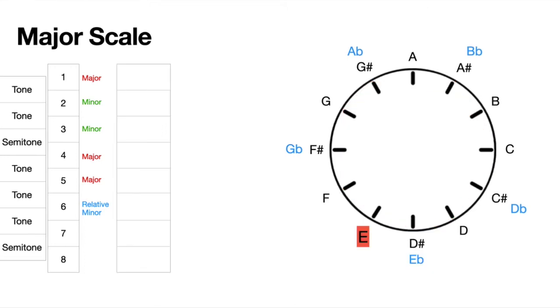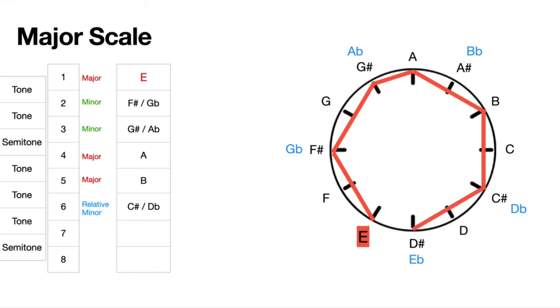The key of E, tone, tone, semitone, gives us F sharp or G flat, G sharp or A flat, and A. And tone, tone, tone, semitone gives us B, C sharp or D flat, D sharp or E flat, and E. So these are all going to have to be sharp to avoid doubling up. So these are the notes. The major chords are E, A, and B, and the minors are C sharp minor, F sharp minor, and G sharp minor.